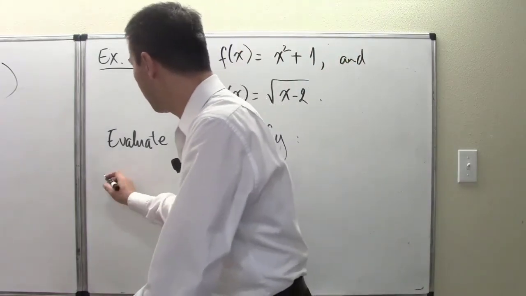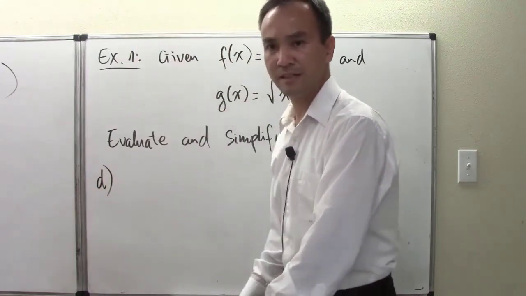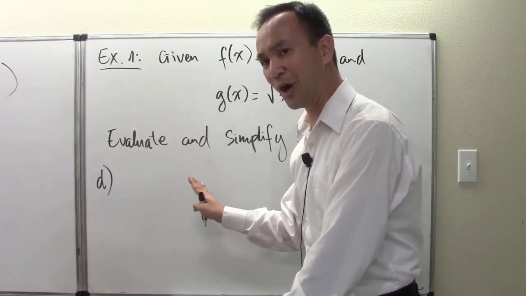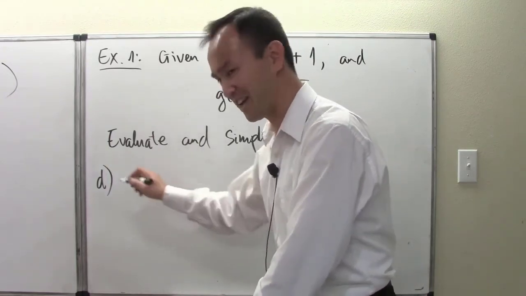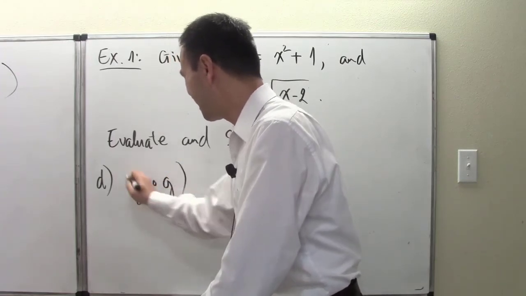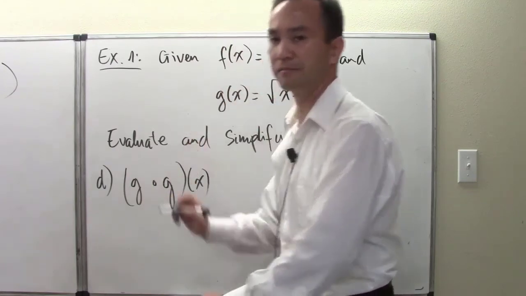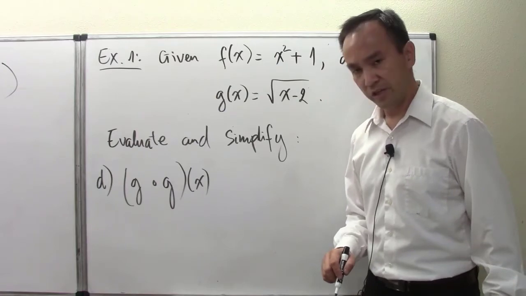All right, so let's look at part D of the example. You saw where I was going in part C, so you can make a prediction of where I'm heading for this particular problem. So how about g circle g? But now I would prefer that you read this. g of g. All right, g of g.